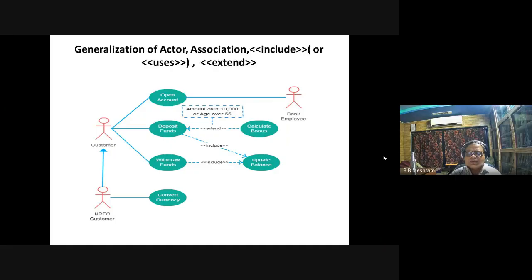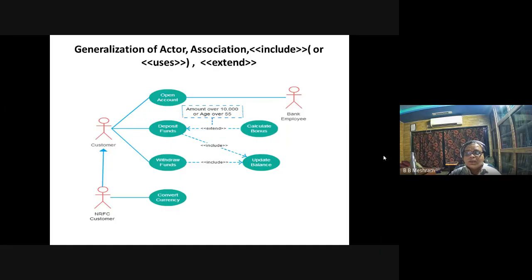Now here the customer deposits the funds and we have to calculate the bonus. We can calculate the bonus under the condition that if the amount is over 10,000 or age is over 55, then only you can calculate the bonus of the employee. Otherwise not.